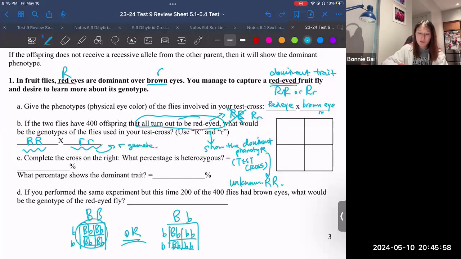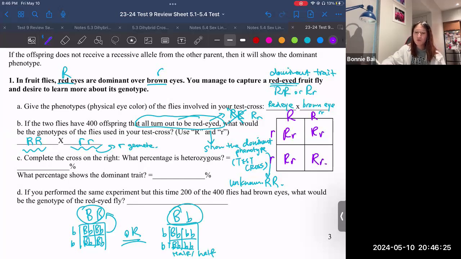If all the children are dominant, you then know the parent is this one. If the children are half and half, then you know the parent is this one. Okay? Cool. All right. What percentage? I think we're just doing this Punnett square. Okay, let's fill out this Punnett square as requested by the question. It's asking me to fill out the Punnett square, big R, little r, big R, little r, big R, little r. Complete the Punnett square. What percentage is heterozygous? 100%. What percentage shows a dominant trait?